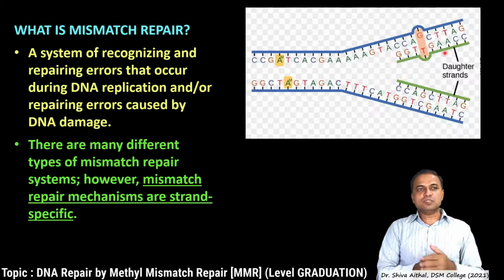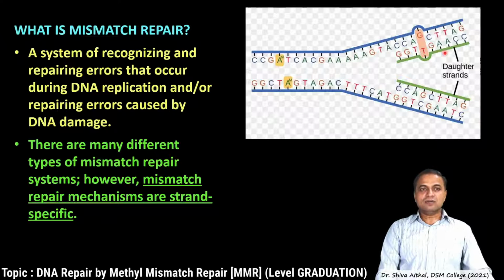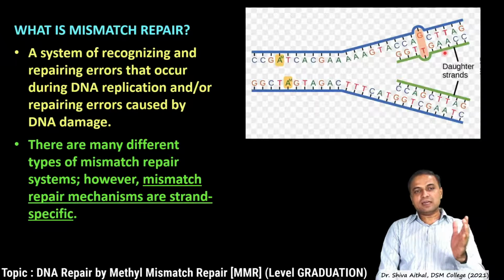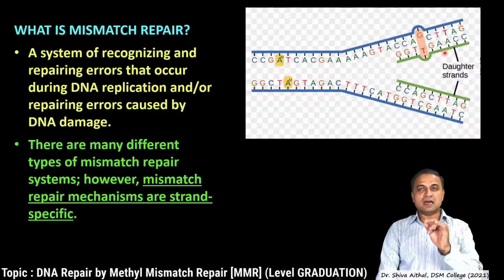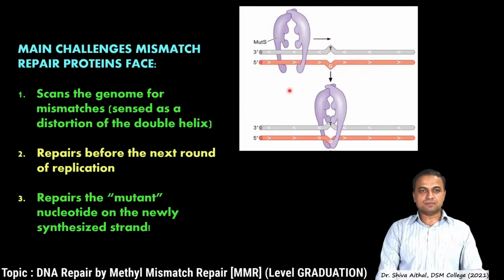How do you define a mismatch repair? We define this mismatch repair as a system of recognizing and repairing the errors which occur during DNA replication and the repair of errors caused by DNA damage. There are many different types of mismatch repair systems, but the mismatch repair mechanisms are strand specific, meaning they don't act on the strands randomly, they are very specific. As I have said here, they start from the palindromic sequences.